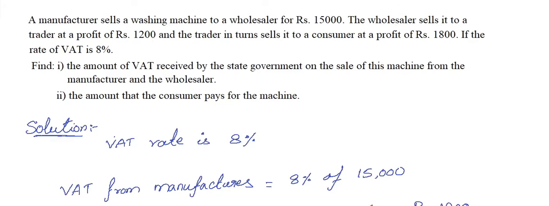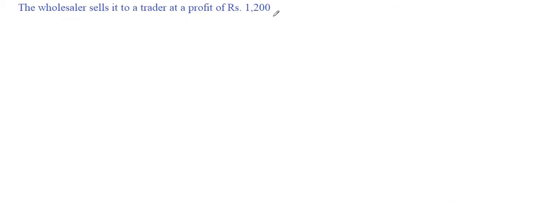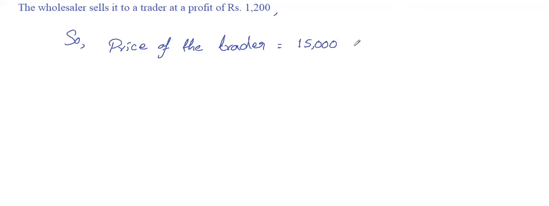Now find the wholesaler sells to the trader at a profit of rupees 1,200. So the price of the trader is 15,000 plus 1,200, which is 16,200 rupees.